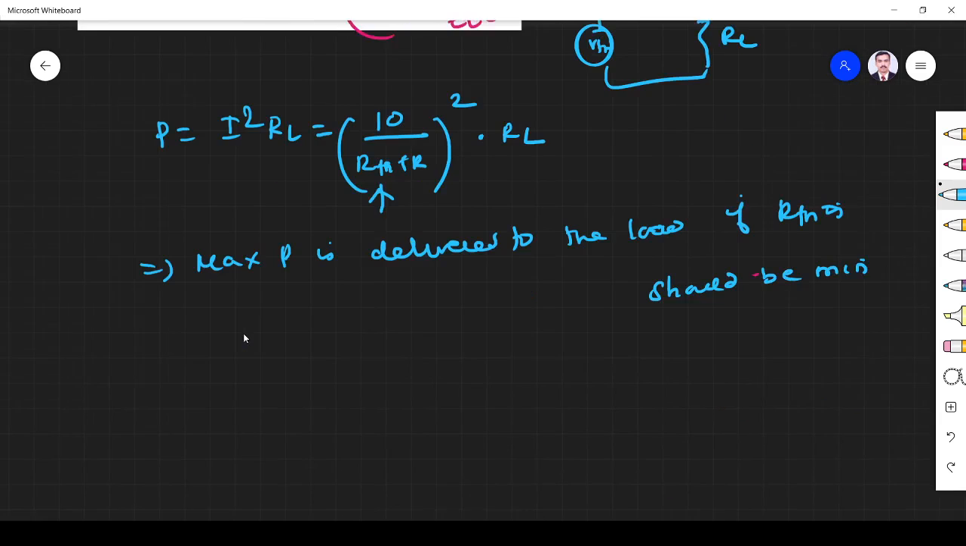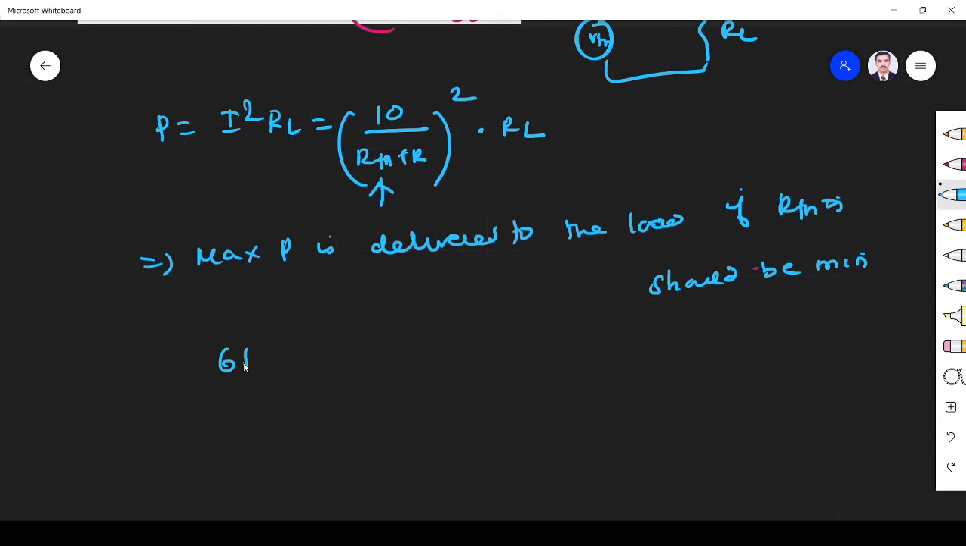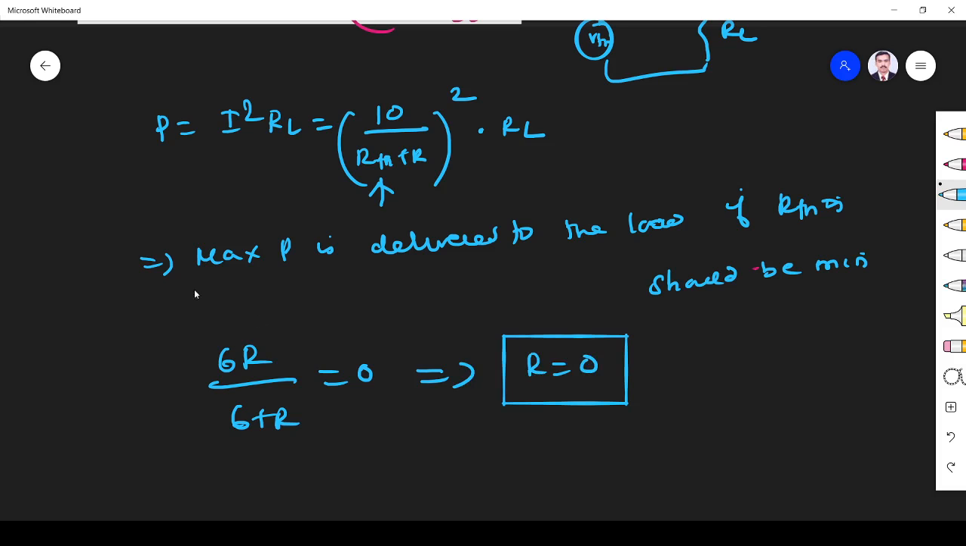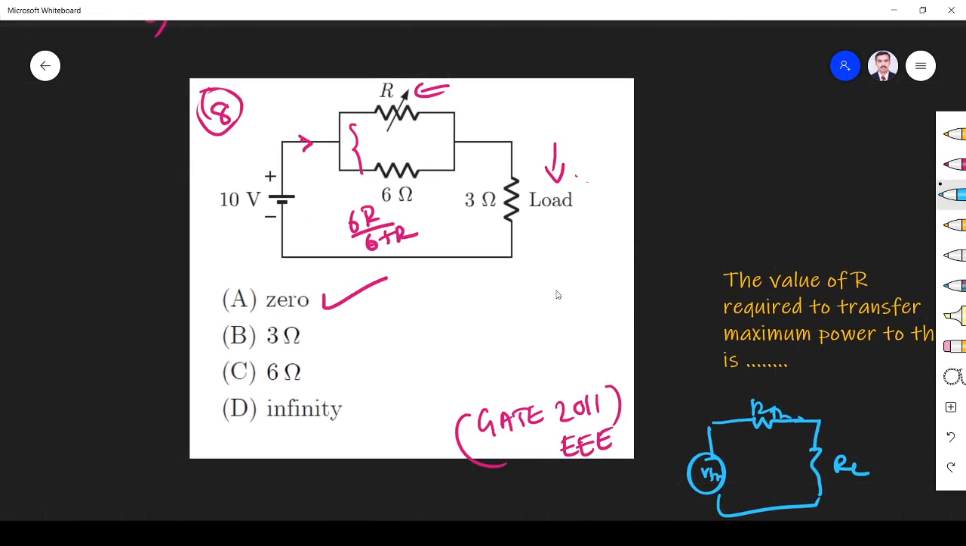So 6R divided by 6 plus R must be equal to 0. This indicates R is equal to 0. Fine, so the answer is 0. We know for maximum power transfer, R Thevenin is equal to RL, and these two must be the same. So this must be equal to 0 for minimum. R must be minimum to have R Thevenin minimum, and the minimum value is 0.